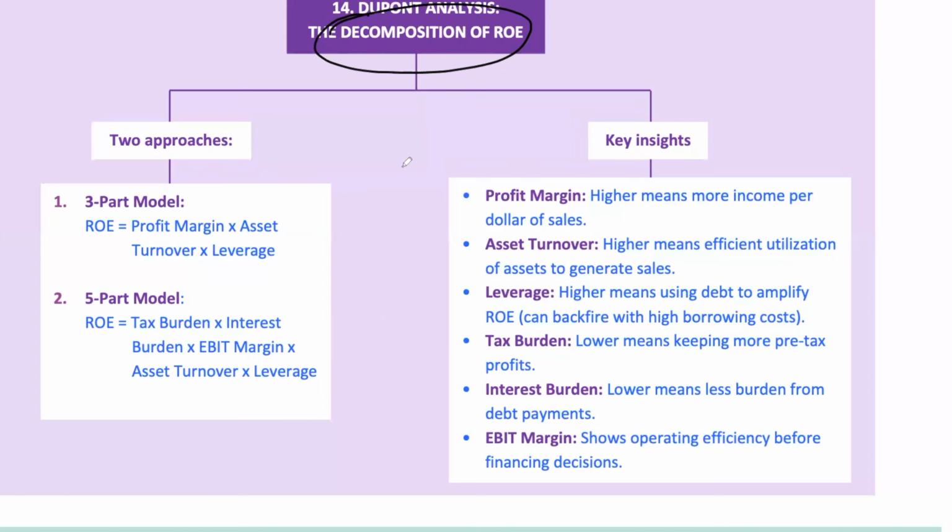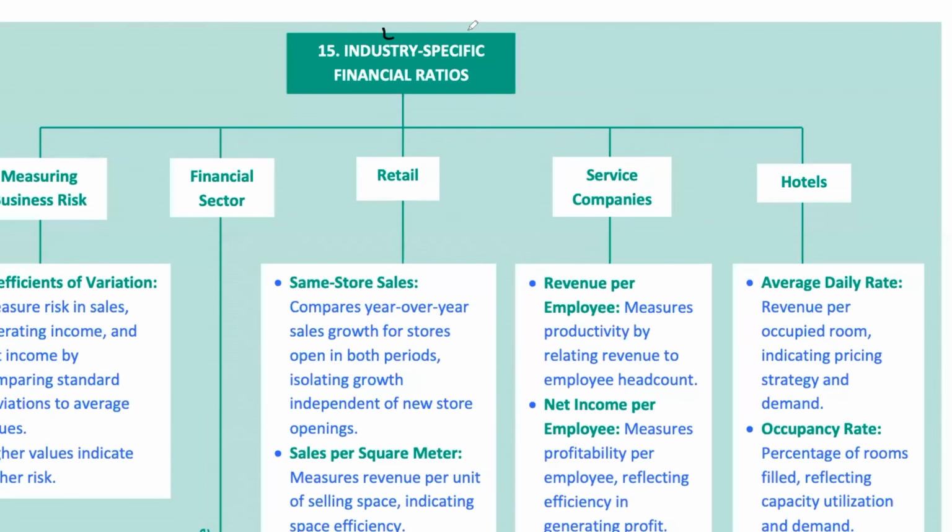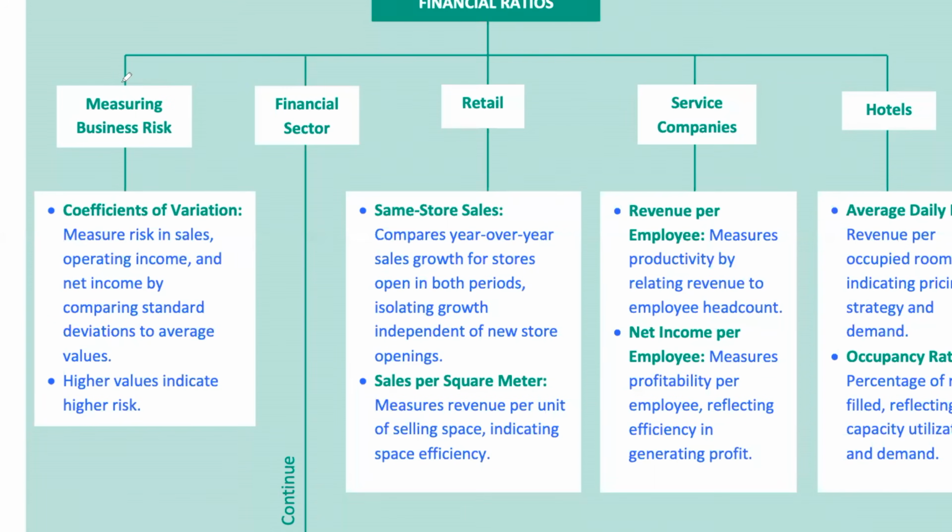Now that we've dissected DuPont analysis, let's move on to industry-specific financial ratios. Different industries have unique characteristics and risks, so it's important to use specialized ratios that align with each sector. For measuring business risk, we use the coefficients of variation. These ratios help us understand the volatility of a firm's performance metrics, which is critical for assessing risk.